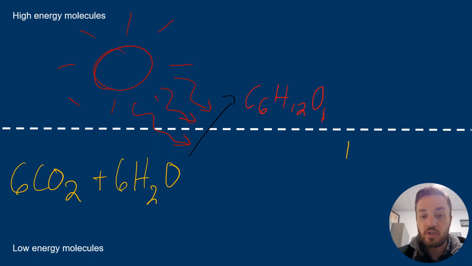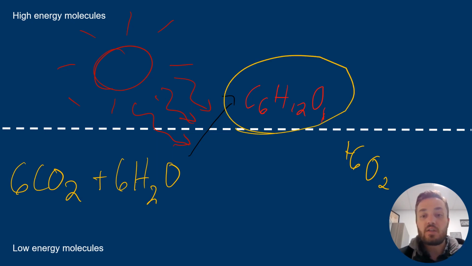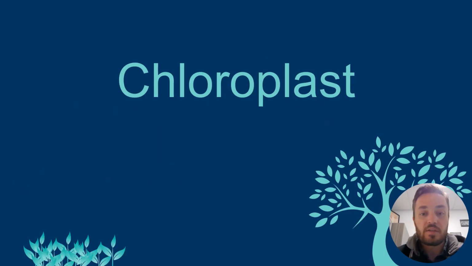It's all this extra oxygen. So we end up with specifically 6 of these oxygen molecules. But what I like about doing it this way is it really emphasizes that the whole goal is that we end up with these high energy molecules that we can use at night. Okay, so that is photosynthesis.